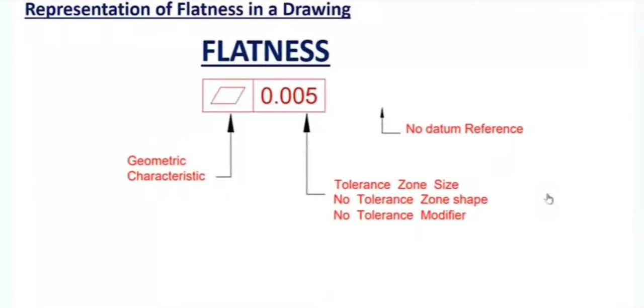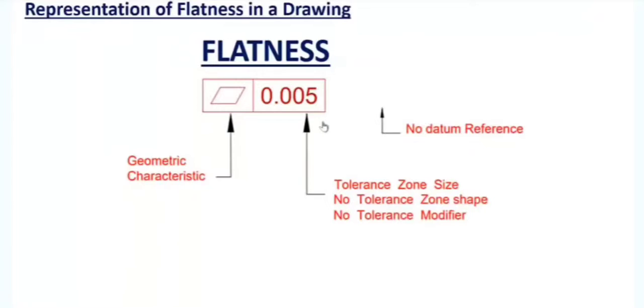So next comes the representation of flatness in a drawing. How are we going to represent the flatness in a drawing? This is the feature control frame. You can see here we have only 2 zones, because there is no datum reference. It is flat means it is flat. Practically speaking, it should be flat. With reference to what? There is no reference at all, because it should be perfectly flat.